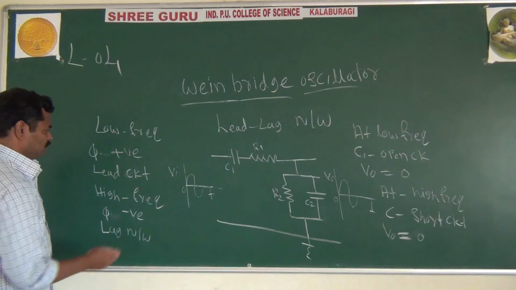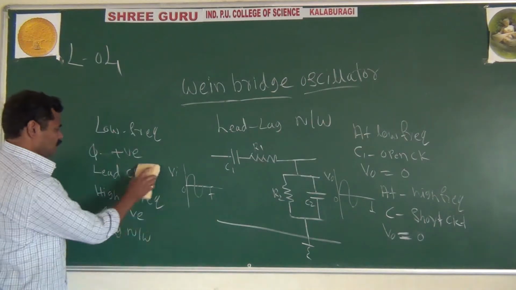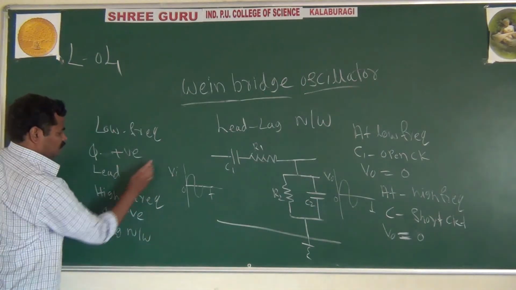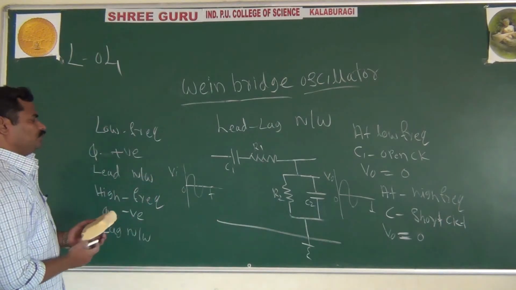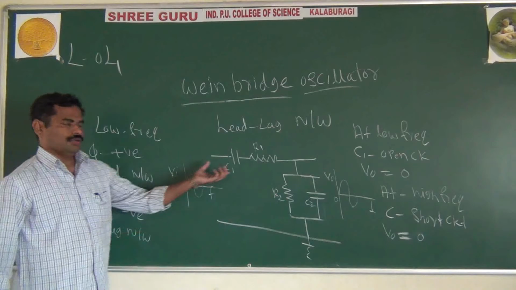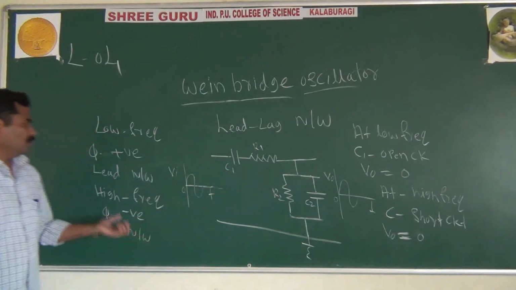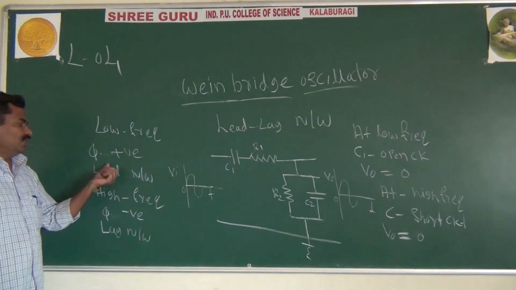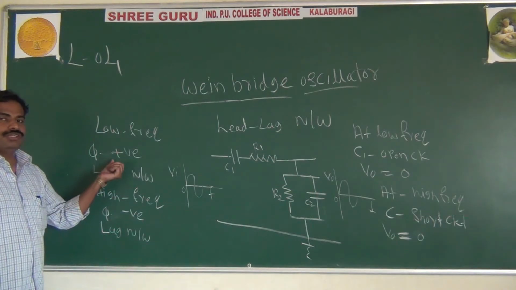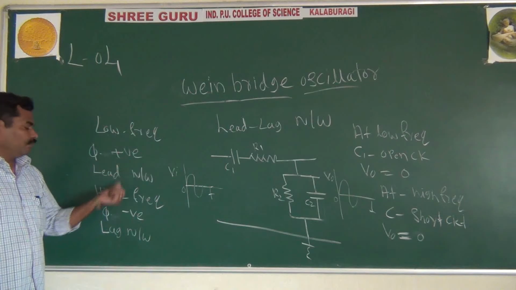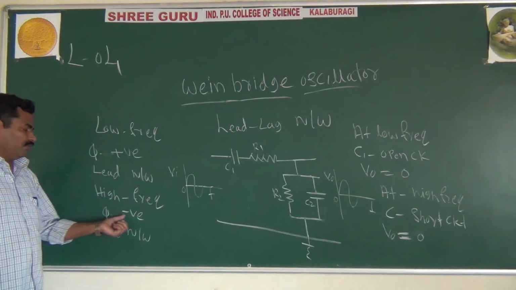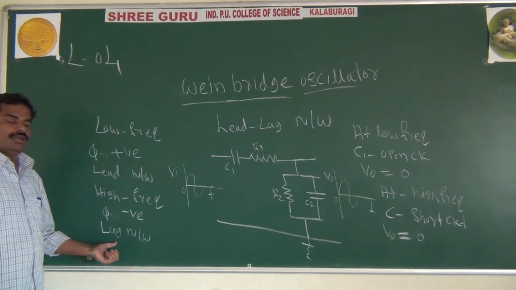It acts as a lead network or circuit, and a lag network or circuit. It means at low frequency, your phase angle is positive, so it acts as a lead network. It means the output voltage to input voltage is leading. And for high frequency, the phase angle is negative, and you have the lagging network.